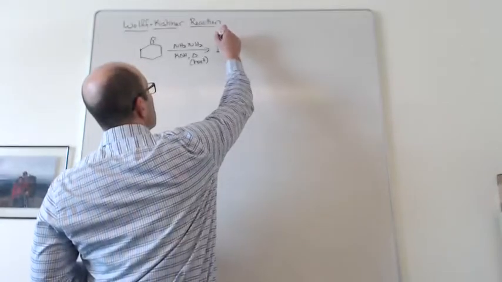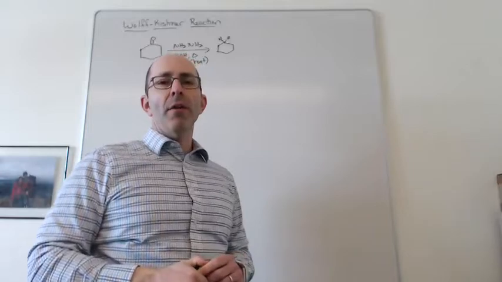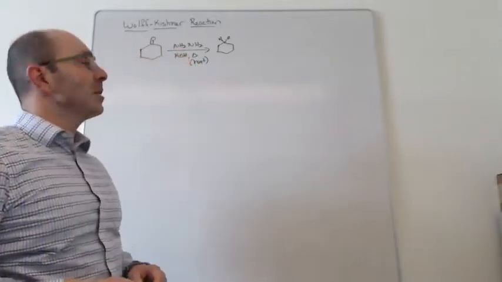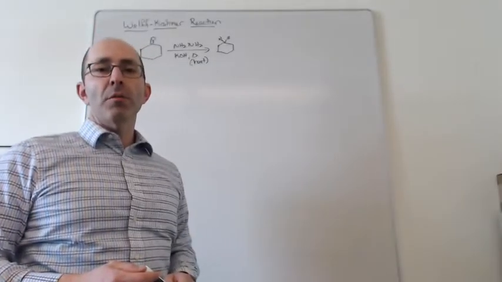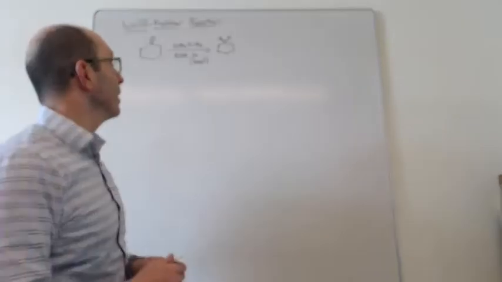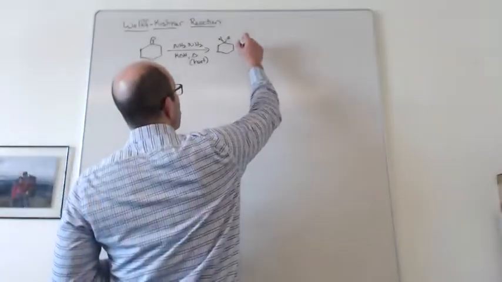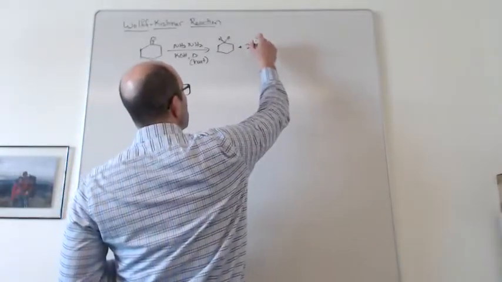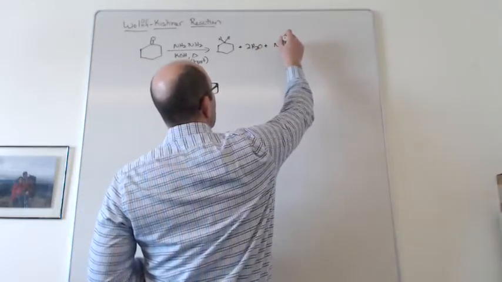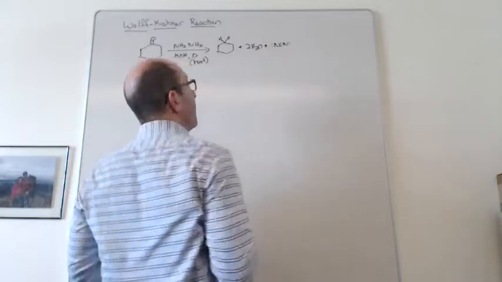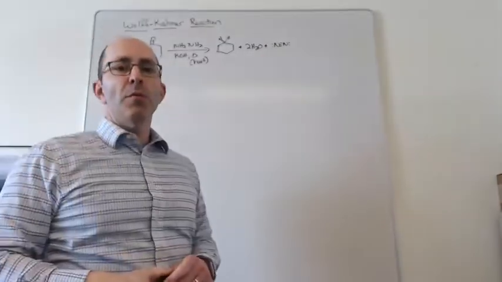So the carbonyl turns into a CH2, which is a little bit bizarre and kind of unexpected based on the reagents that we have. Often it's written out this way. It's useful to know what the other products of this reaction are as you think about what the mechanism might be. So the other products of this reaction are two equivalents of water and N2, so nitrogen gas. And so it's important to know that.